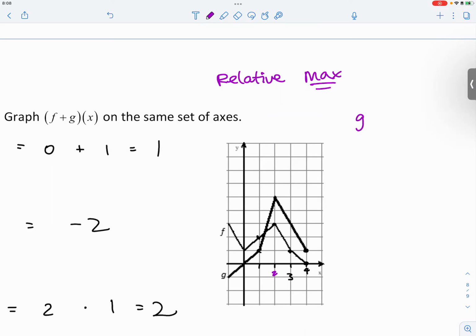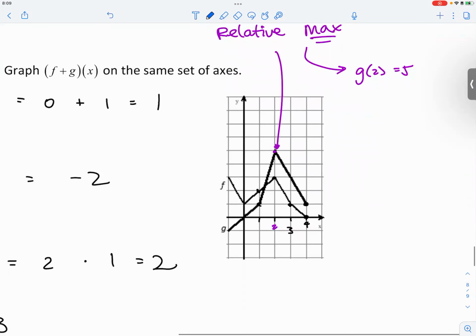Okay, so we say, hey, G of 2 is equal to 5, and that's where you see the relative maximum. That's a very good observation. Okay, so right here, there's a relative maximum. And the next question is, can you see the relative minimum? In this case, I'm going to ask, can you see the relative minimum for the f function, the thin line?